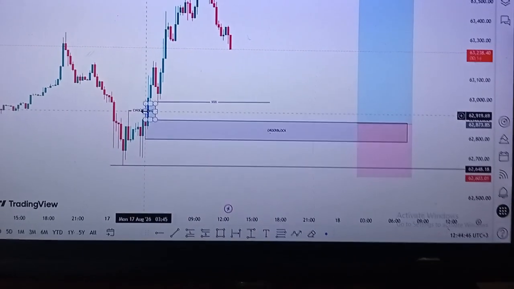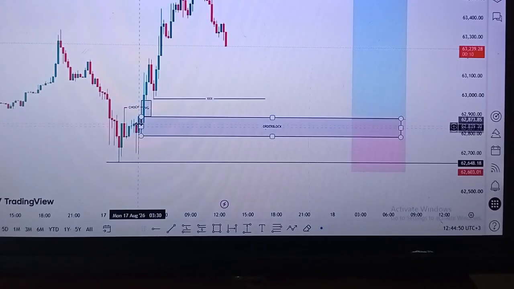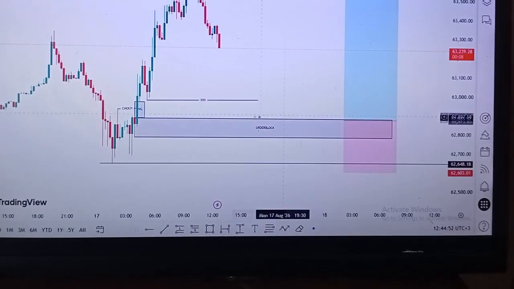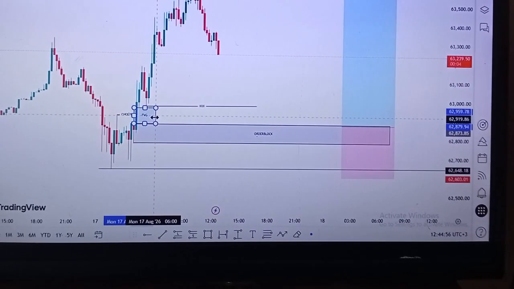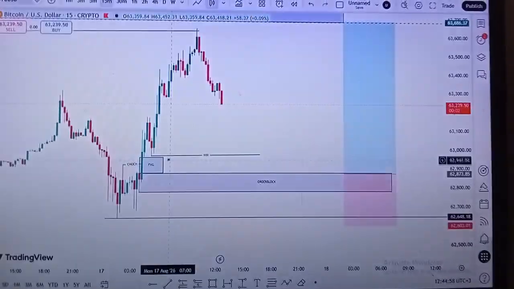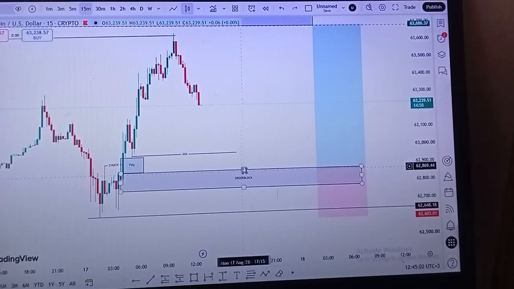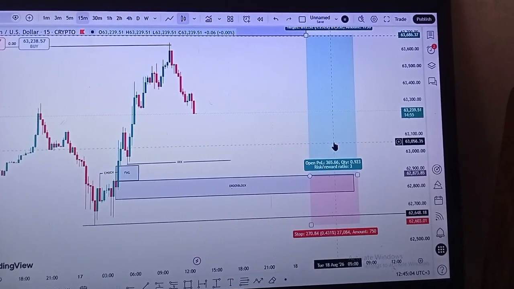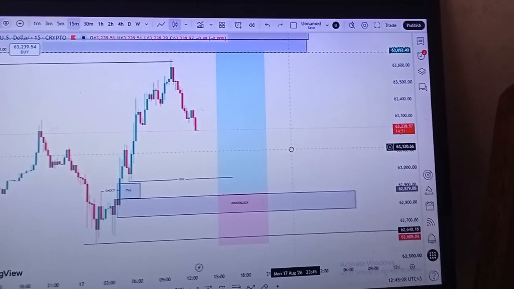Right now you can see here we have a change of character right here, and then we have this order block, so I dragged it this side, and then we have the fair value gap right here, which is like this, and then we have the liquidity. So I just need the price to come back down, tap this point, and then go up. So this is my entry right here. I'm entering on the order block now.